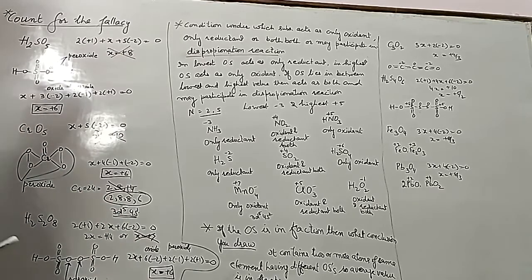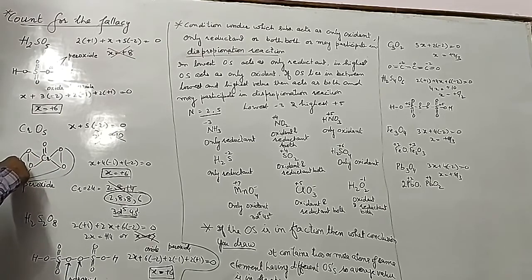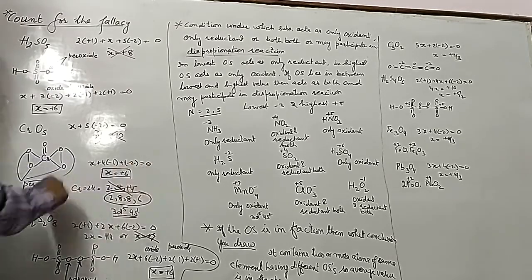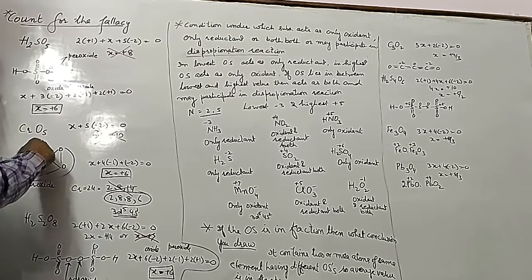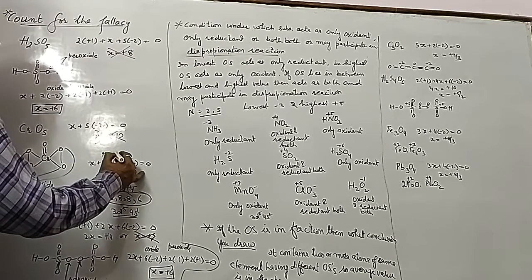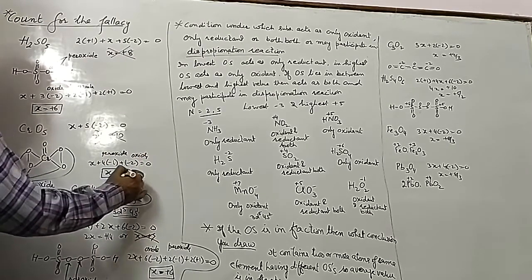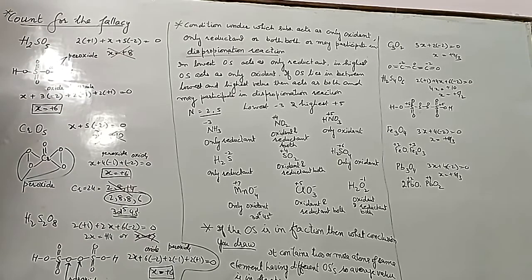So what mistake have I committed? These 4 oxygens are peroxide oxygens. Only this one is oxide. So x plus 4 into minus 1 plus minus 2 equals 0. Minus 2 is for the oxide, and the 4 into minus 1 corresponds to the peroxide. Now it is correct, and it comes out to plus 6.